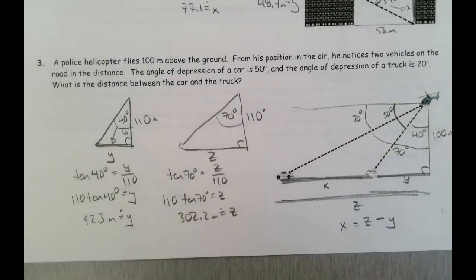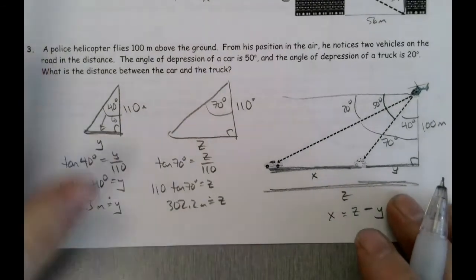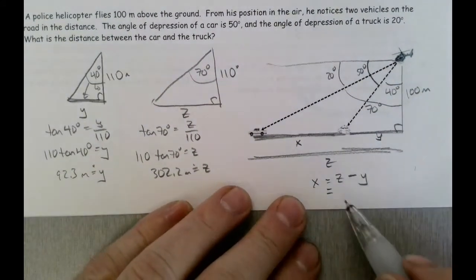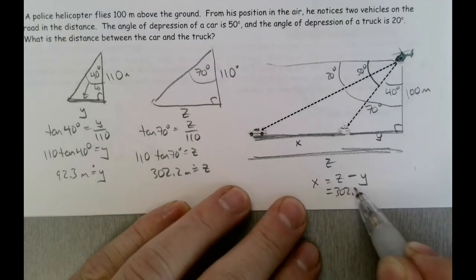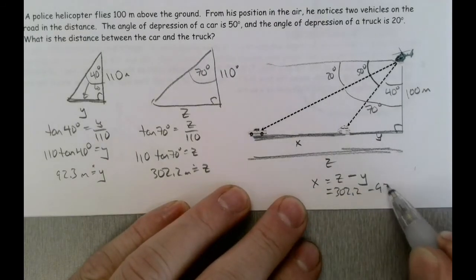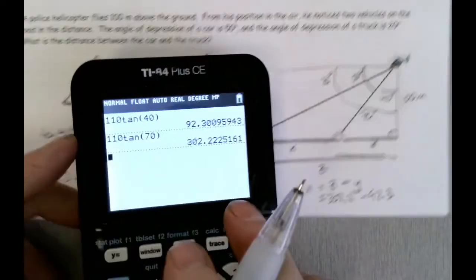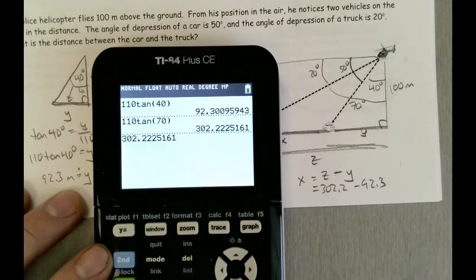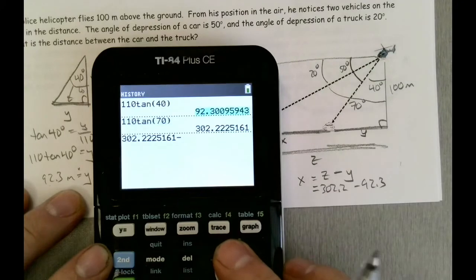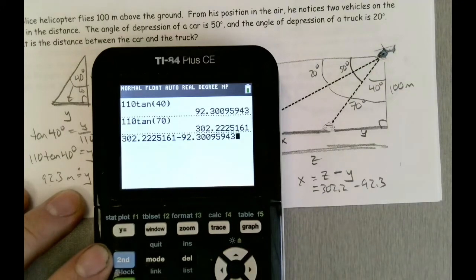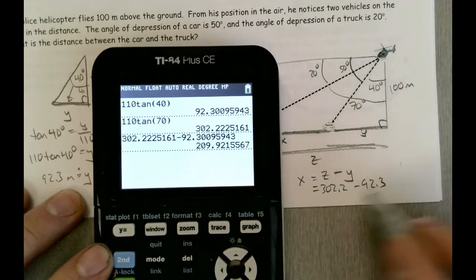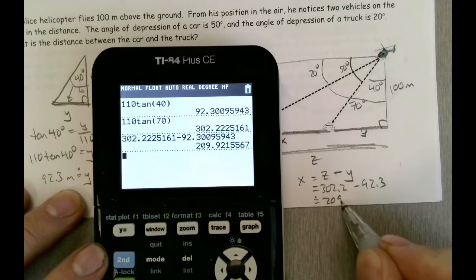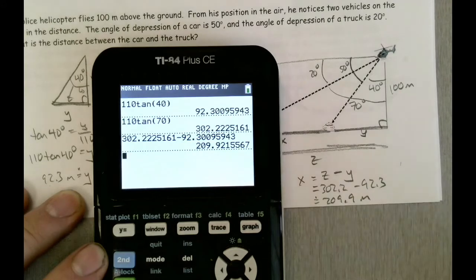So for me to now get the x value, I'm going to take z, 302.2, and subtract 92.3. Now on my calculator, I'm going to do it like this. I'm going to go up and grab 302.2, and I'm going to subtract, I'll go up again, 92.3. And I'm going to get that the answer is approximately 209.9 meters. Good.